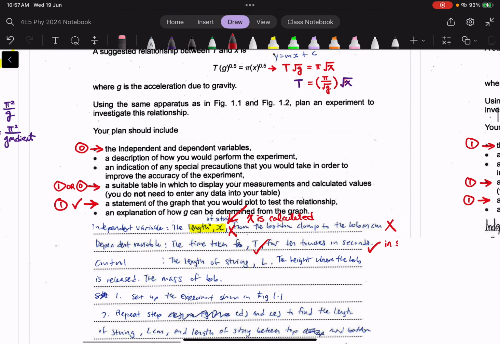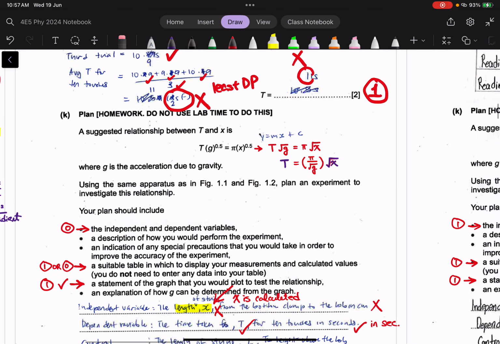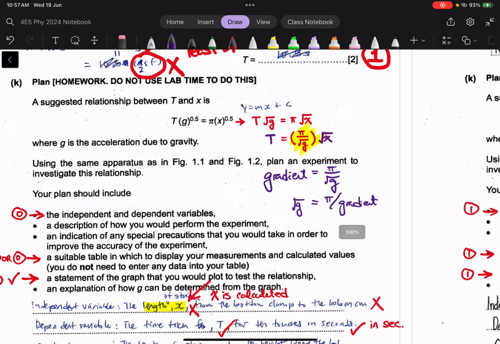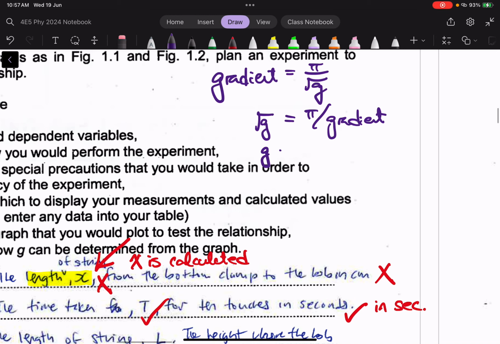Okay. Let's look at her. For her, her gradient looks like this. Right? So her gradient will be gradient equals to pi over square root g, meaning square root g is pi over gradient, right? And if I make g the subject, it means it will be pi square divided by gradient square. Let's see.